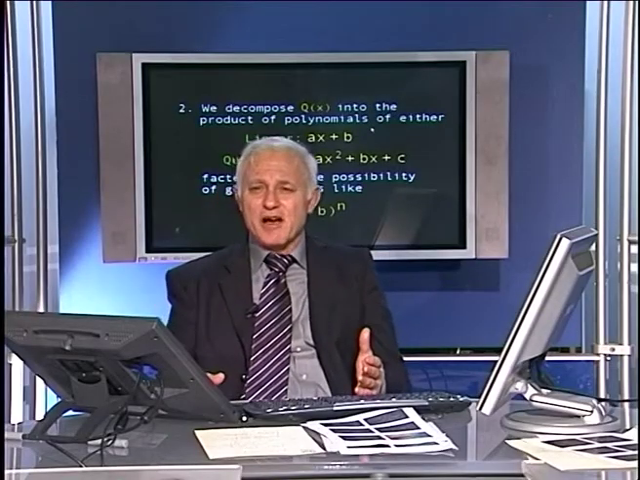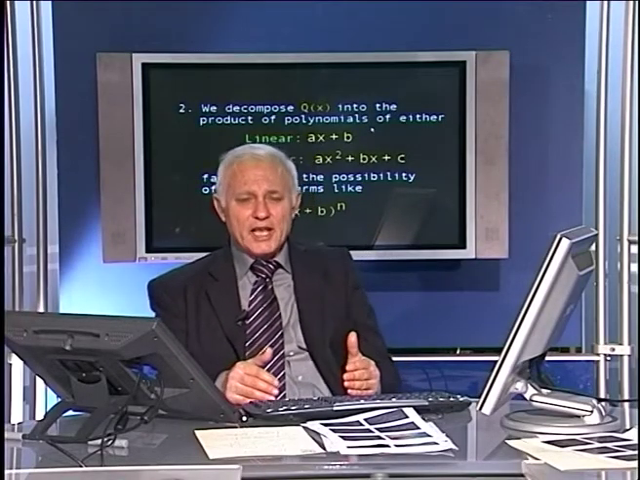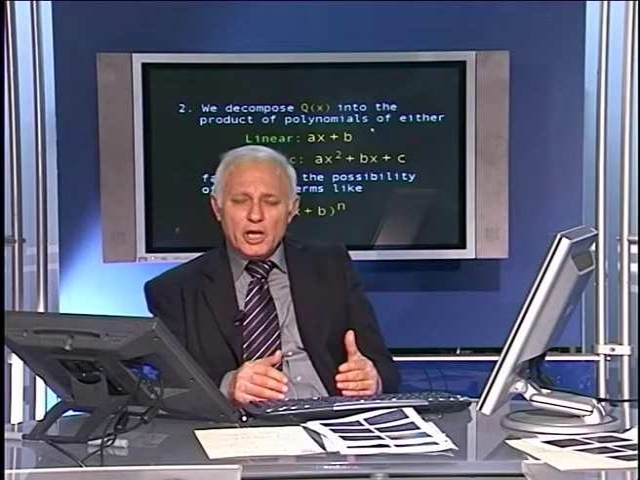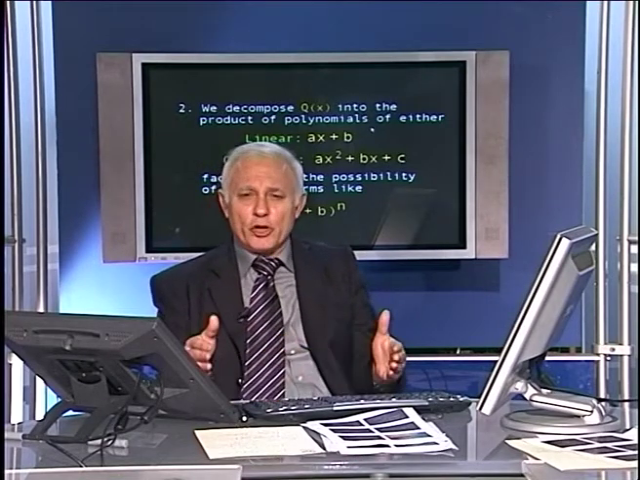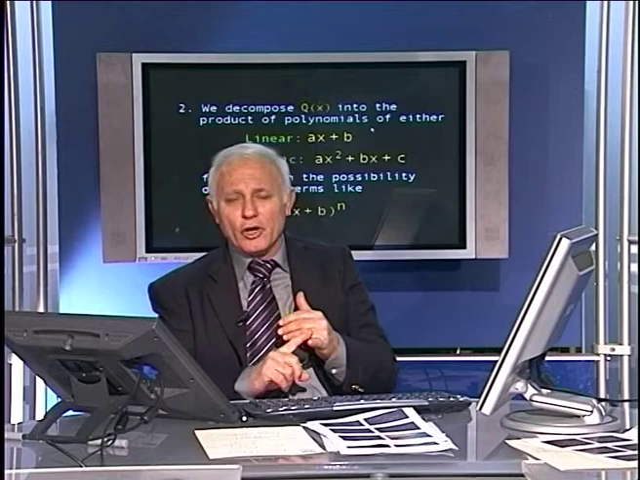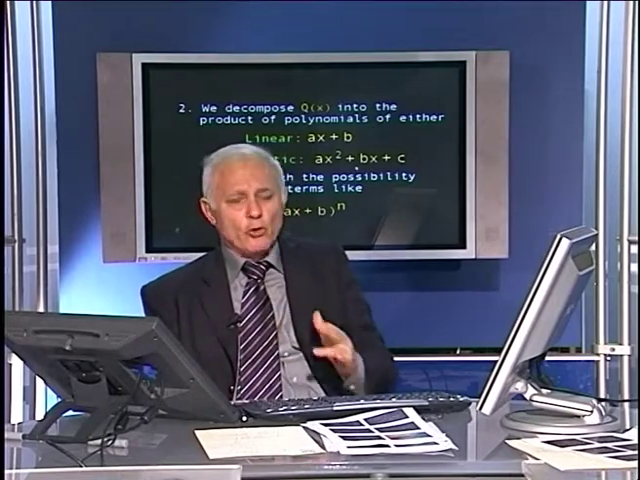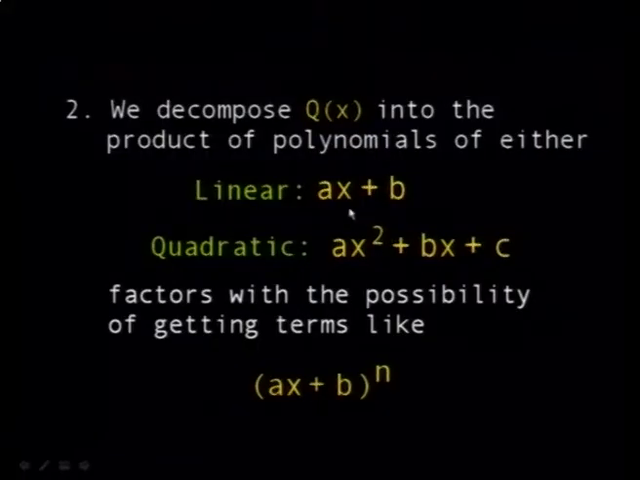The possibilities are that your denominator q of x can be equal to the product of a set of polynomials. Each one either is of first degree, x plus b, or of second degree, or it could be of first degree or equally of second degree, but with repeated roots or repeated brackets.